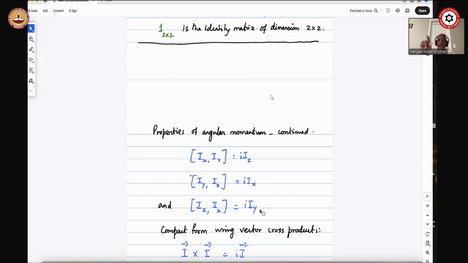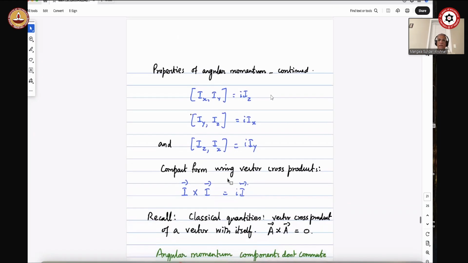X, y, z, x, y, z, x, y, z. So you can do the cyclic. Start in any direction, in the right direction: x and y gives you z, y and z gives you x, z and x gives you y. This can be written in the vector cross product notation: I cross I is equal to i times the vector I.